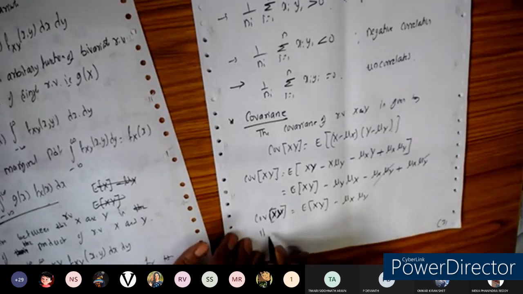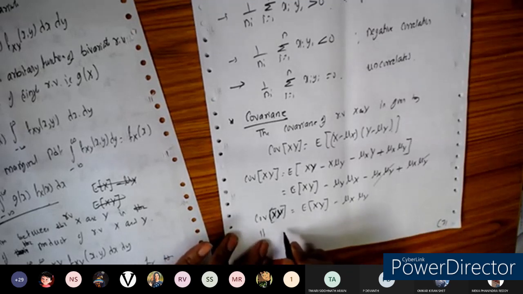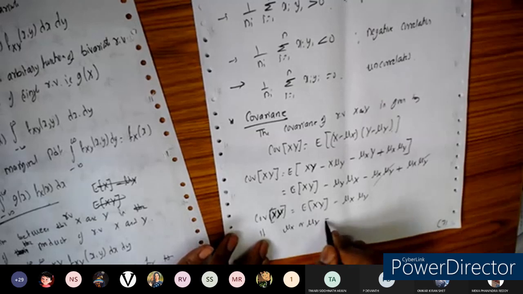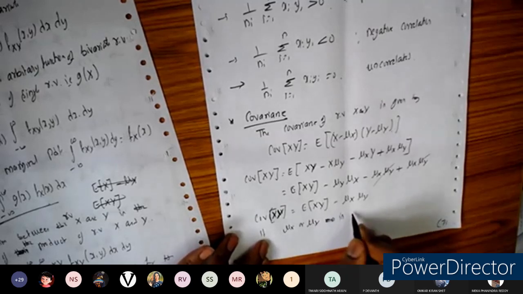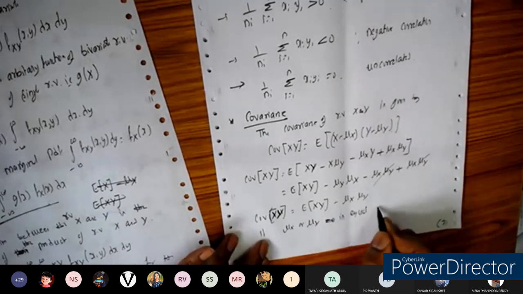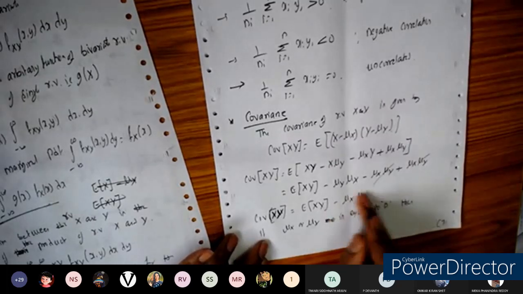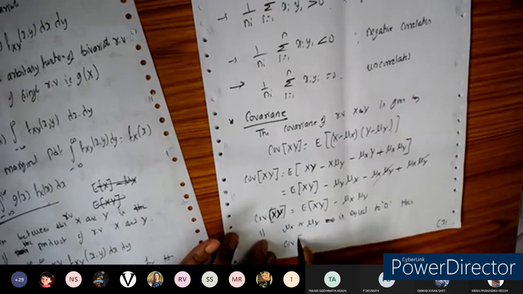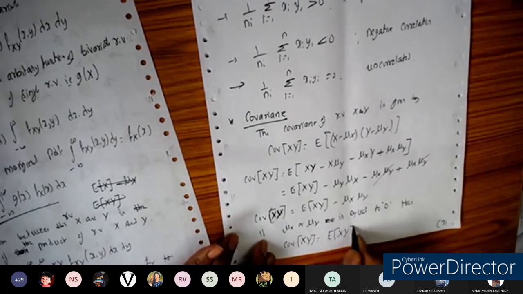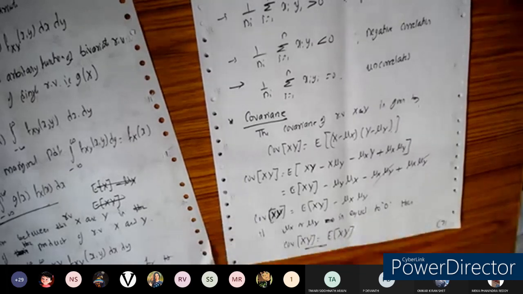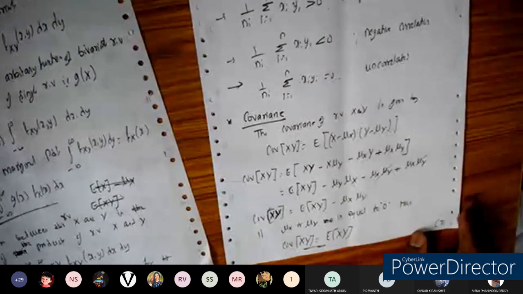Suppose if mu x or mu y is equal to 0, if any of the means is equal to 0, then we can take the covariance of x comma y to be equal to the correlation. The covariance will be equal to the correlation you are going to get here.